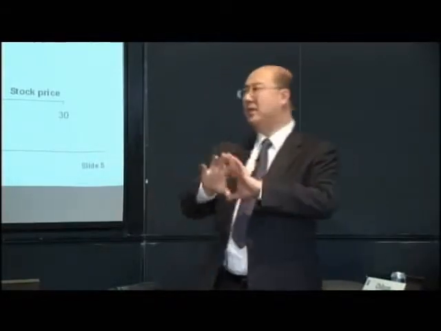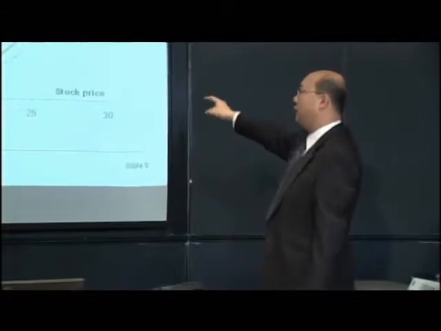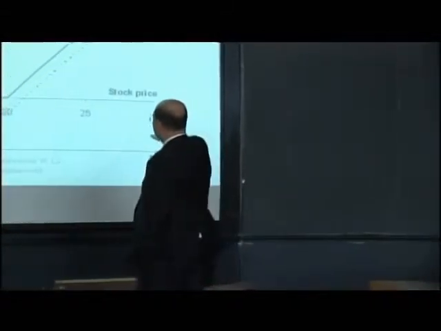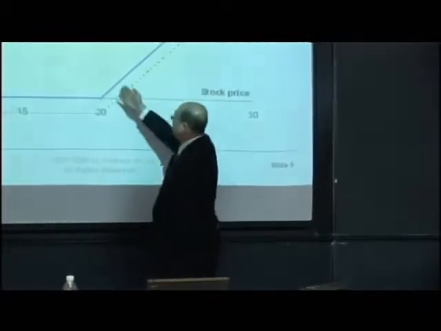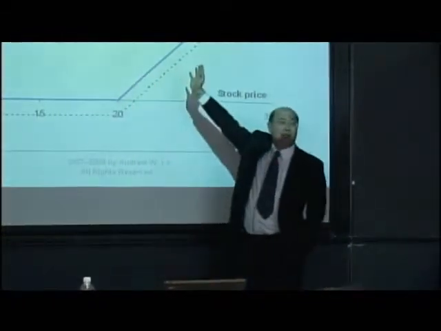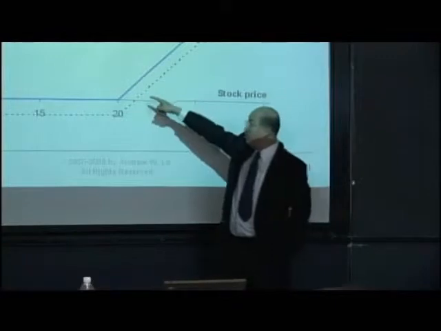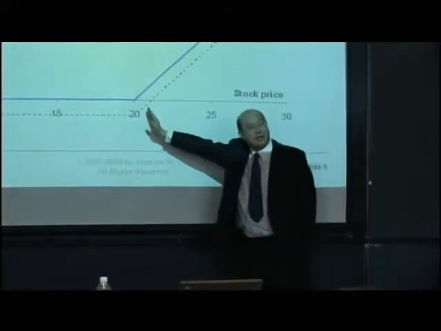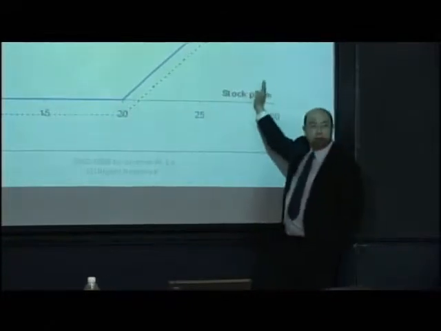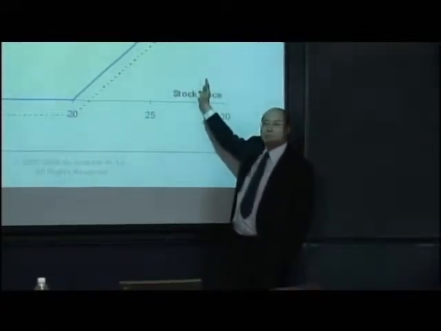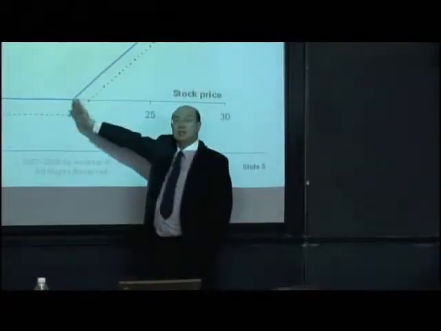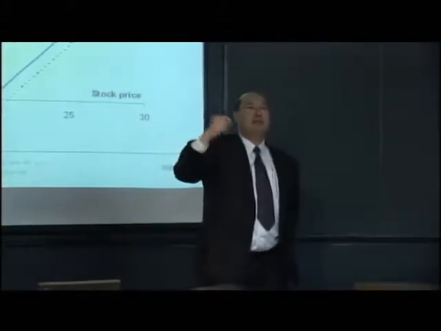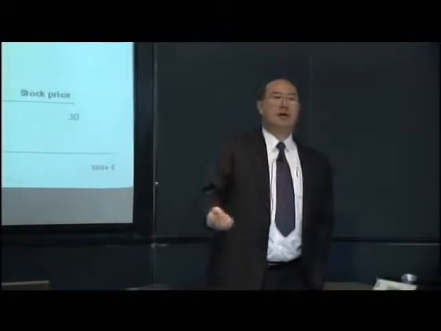So let's be clear that this is the value of the call option at maturity date. And if it turns out that the stock price is greater than $20, then the option has value, right? And the value increases dollar for dollar with the stock price above $20. So the slope of this line is 45 degrees. It literally goes up in lockstep with the underlying stock price.